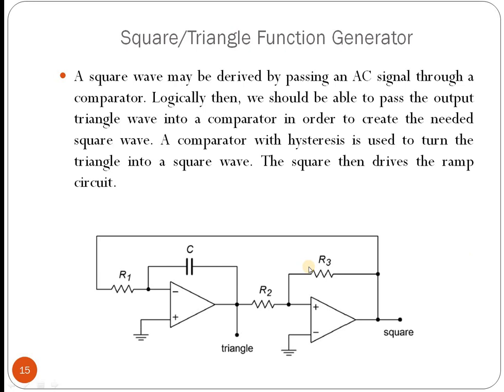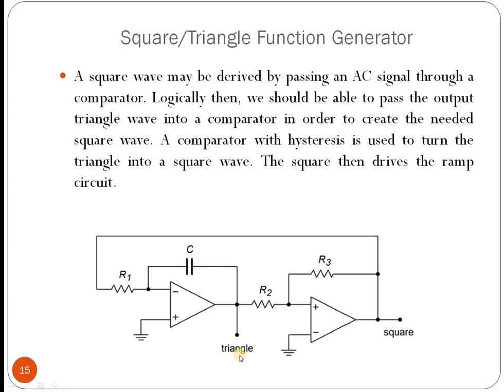Square or triangle function generator. We need to build another circuit from which we can get a square or triangular output. This type of function generator can be created using an integrator circuit and also a comparator. We know that the output of a comparator is a square wave, and the integrator circuit's output is a triangular wave. If we pass that triangular wave into a comparator, the output will be a square wave.